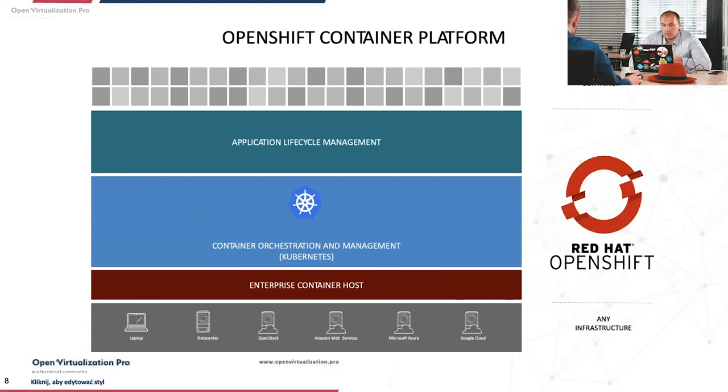OpenShift consists of four layers. It all starts with the operating system, which in our case is Red Hat Enterprise Linux. Then we run Kubernetes. Depending on the OpenShift version, we run different versions of Kubernetes. And on top we have all those tools and functionalities I mentioned before, for application deployments, builds, monitoring, and log aggregation. So in short, it should be much easier to deploy the application using OpenShift than native Kubernetes.